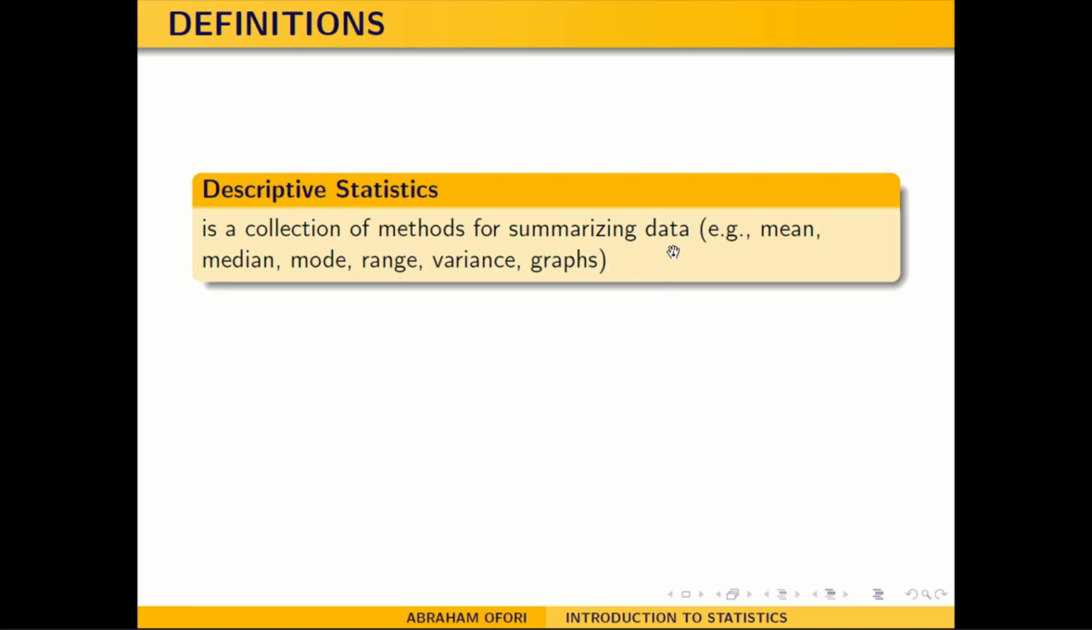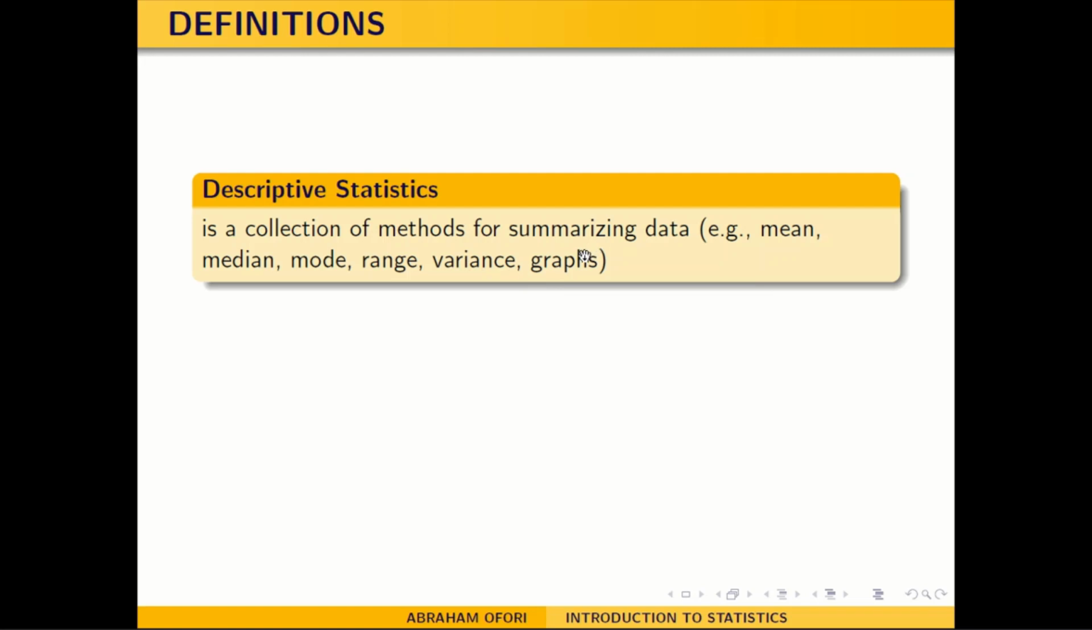So for the example that I made, the methods that you'll be using to summarize the data are the average number of people, the median, the middle, the mode, like is gobe the most occurring food that people sell on campus, the range, the variance of it, how it is spread, and using graphs. All these methods are what we call the descriptive statistics. So these methods are actually used to summarize your data.